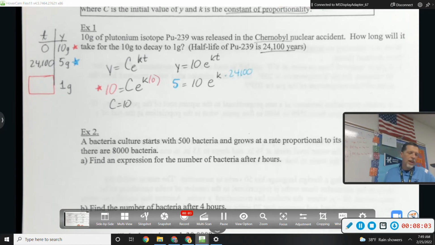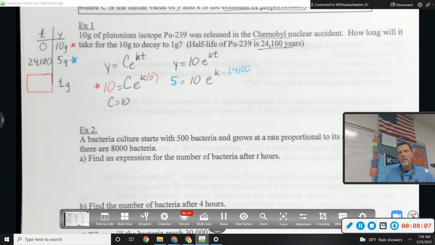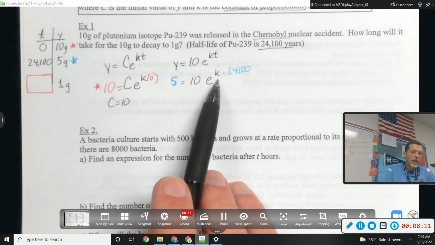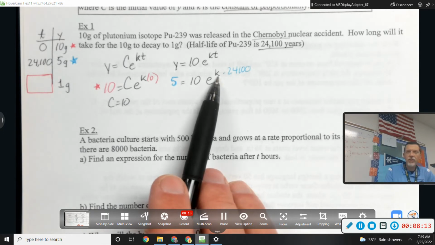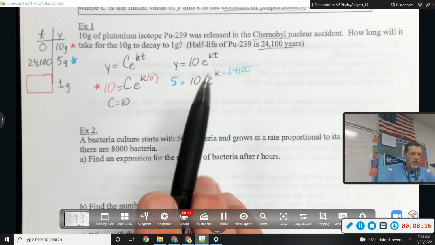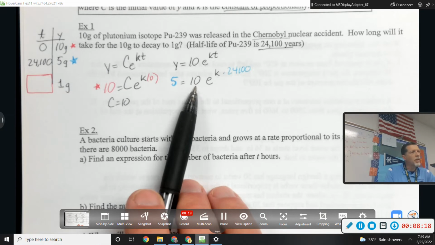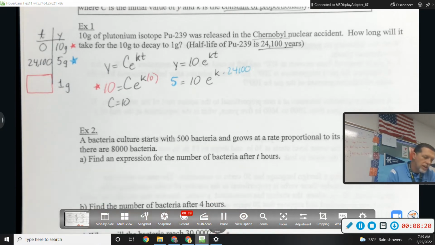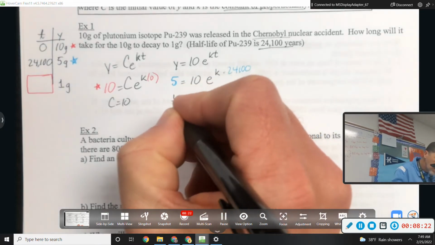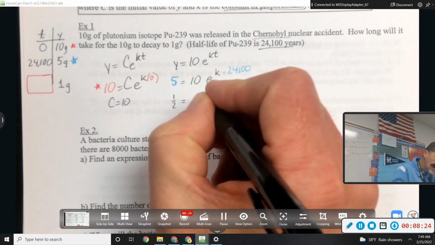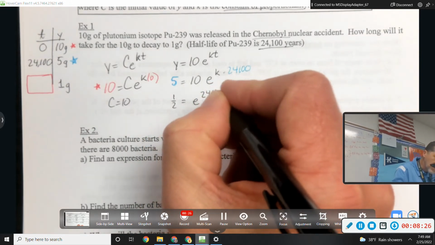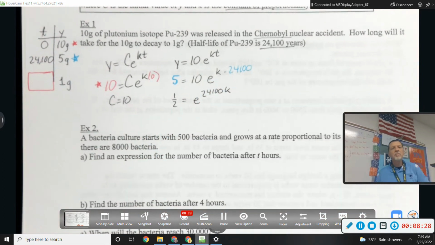Let's solve for k. What do you want to do first to get k by itself? We can unfish hook, but even before we unfish hook, this 10's kind of in the way. So let's move the 10 over. So 1/2 equals e to the, and I'm going to write this just a little bit differently because it looks better, e to the 24,100k.